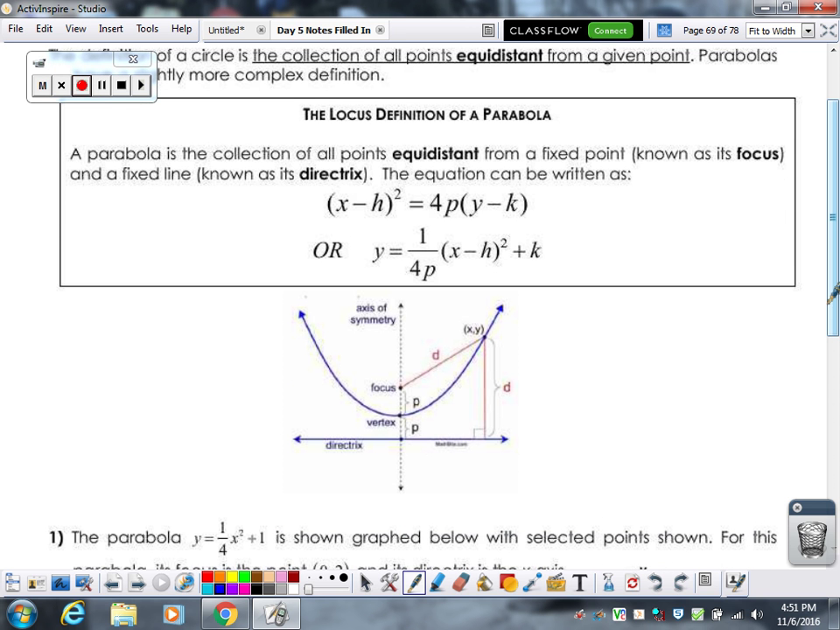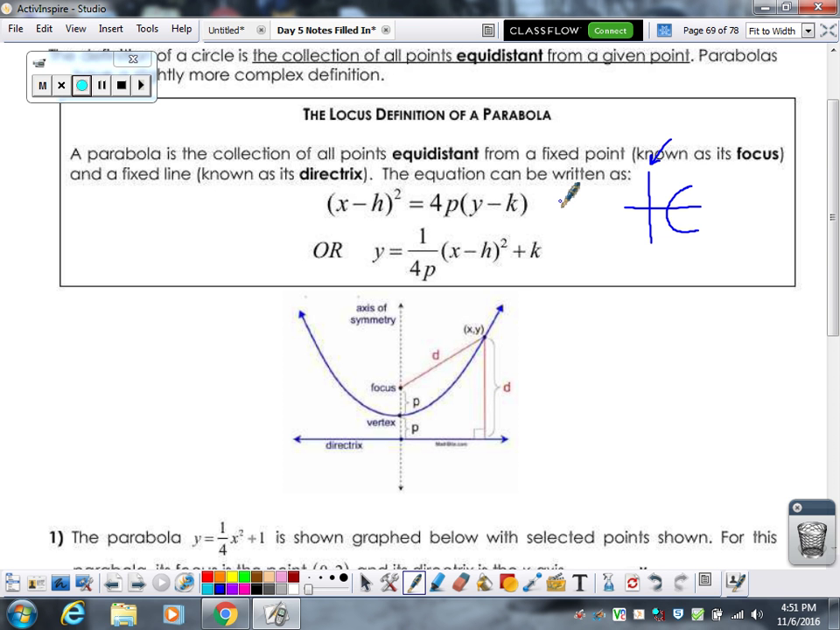Now, the directrix is usually below the parabola, or if the parabola is on its side, like this, then the directrix is to the left of it. And we're not going to worry about the parabola on its side as much. We're just going to make sure that we all understand the happy parabolas. We may deal with the sad parabolas, but we're going to deal with the face-up parabolas for right now.